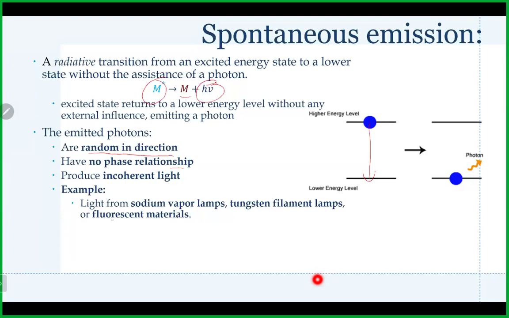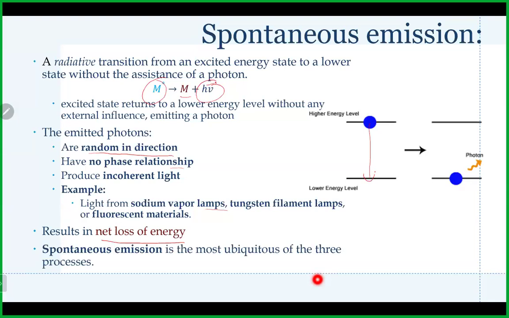Where do you see this? We see this in our lamps, most of the times that we put on lamps. The particles are excited, and they spontaneously emit radiation in all directions. It results in a net loss of energy, similar to the stimulated emission that we just discussed. Of all the three processes, spontaneous emission is the most common.